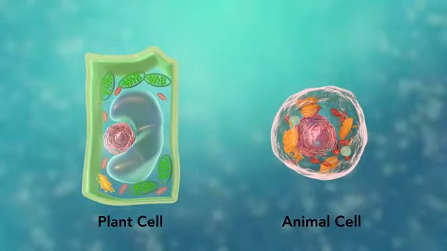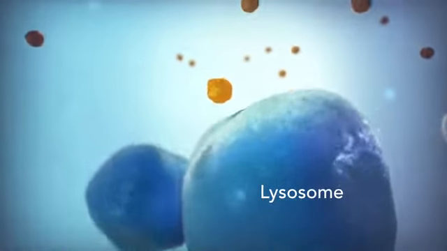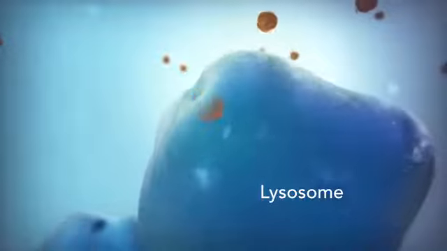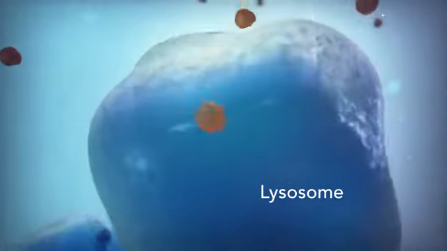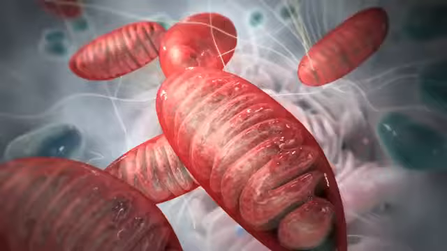Going back to the animal cell, you will see an organelle called a lysosome. Lysosomes are the garbage collectors that take in damaged or worn-out cell parts. They are filled with enzymes that break down this cellular debris.